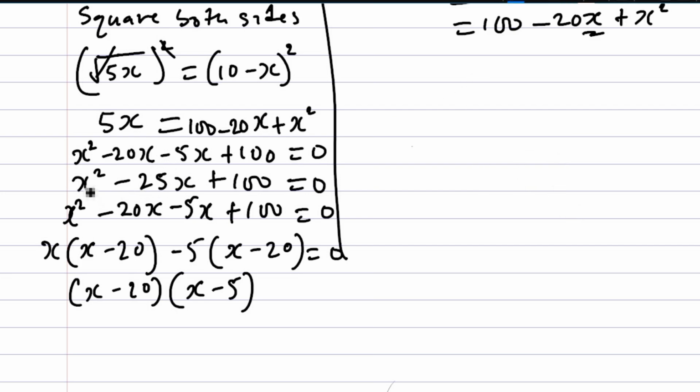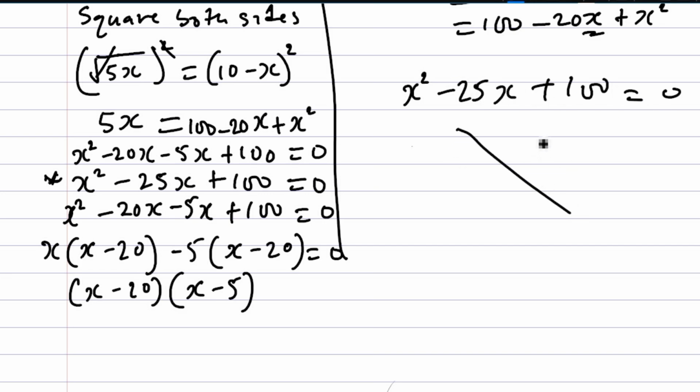Let me show you another way we can use to do that. Now from this point, I have that x squared minus 25x plus 100 is equal to zero. We can use this X method. This X method says to split this one into two, which is what?